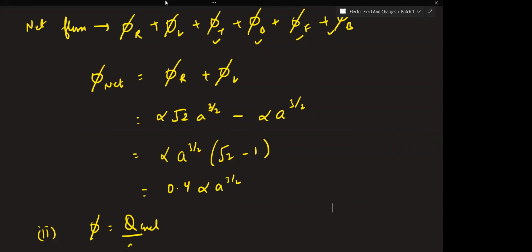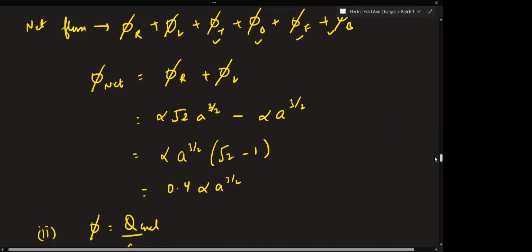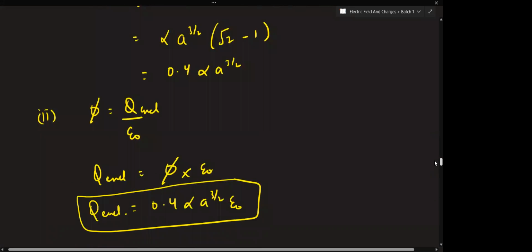Is it clear? Yes, ma'am. And what is that written below after Q? Oh, which one? This one? Yeah, after Q. Flux is equal to Q and then... Okay.